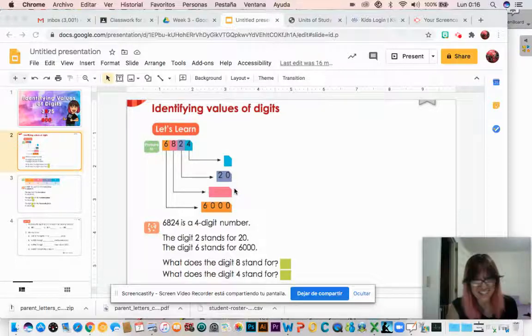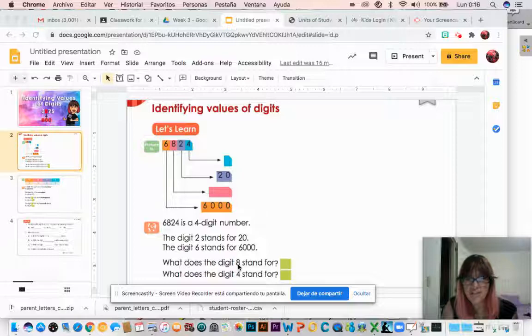Excellent. I will not tell you if you're good or bad. Just write what you think and do your best. Now here, what does the digit 8 stand for? So you go to the 8 and you say the 8 equals, and you write your answer here. It equals 8, 80, 800, or 8,000.